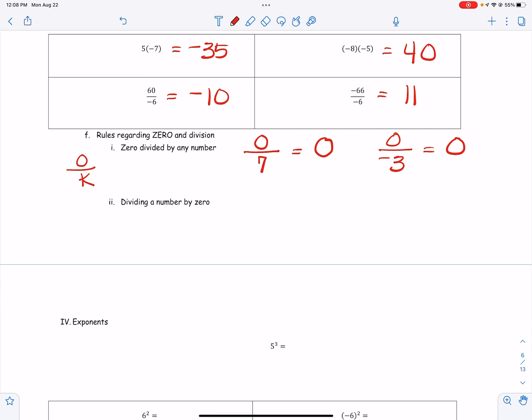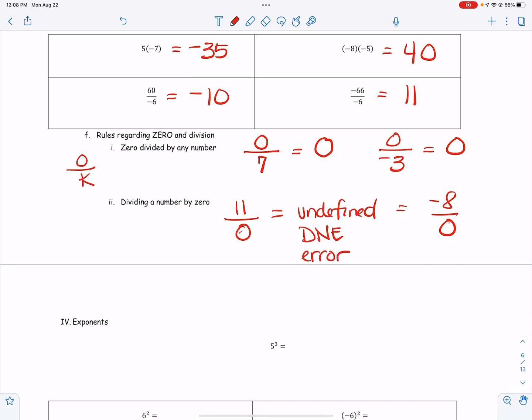Now, in the other instance, if I have $11 and I want to break it into 0 groups, that is what we call undefined. It does not exist. We cannot take something and divide it into nothing, which is the same as if I had negative 8 divided by 0, that is going to be equaled undefined. Another way to say is that does not exist. If you do it on your calculator, it will actually say error, okay?